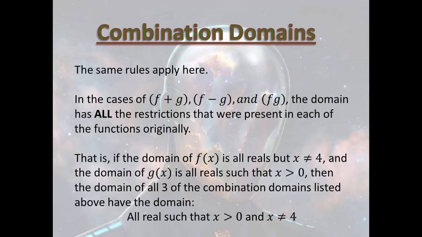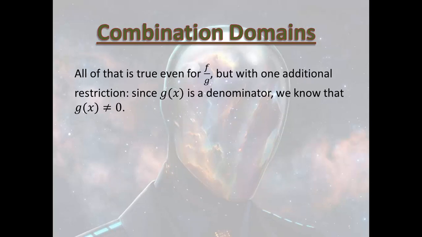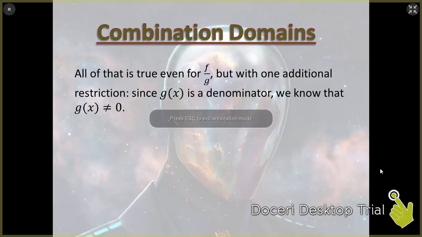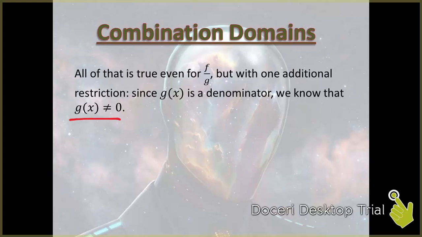So the combinations result in domains that we already know how to find. And it's fairly simple. Except there's one more thing to consider if we have f over g of x. Remember, we cannot have a 0 in the denominator. So in addition to the restrictions from the very beginning of f of x and g of x, we have a final restriction, which is just that g of x cannot equal 0. So we still include the ones that were there to begin with, but we also have to consider that potential g of x equaling 0.